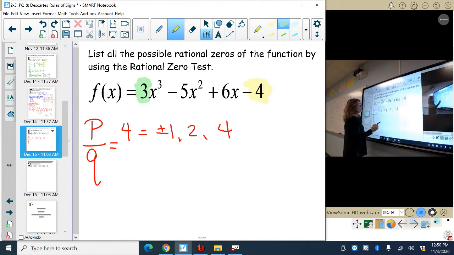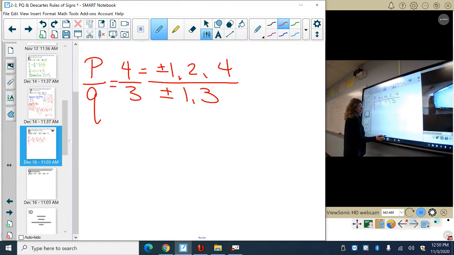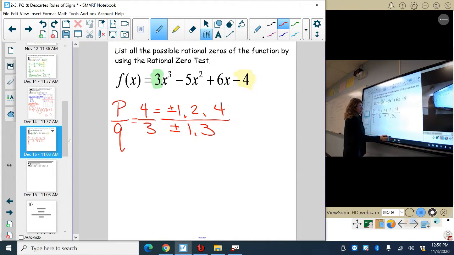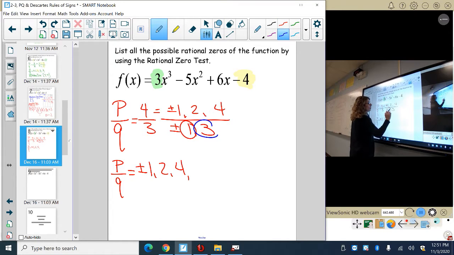My leading coefficient is 3, and that is going to be my Q. All my factors of 3 are 1 and 3. So my P over Q list is going to be, I'm going to take them all and divide them by 1. So that gives me 1, 2, and 4. Now I'm going to take them all and divide them by 3. So that's going to give me 1/3, 2/3, and 4/3.